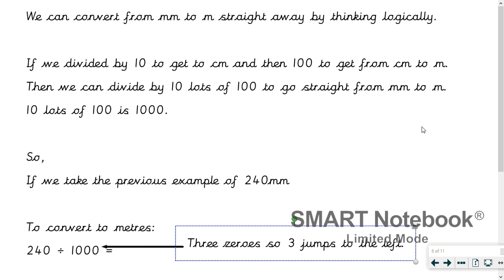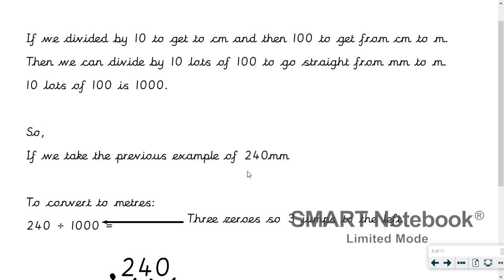Now we can convert from millimetres to metres straight away. I know we said we were doing centimetres to metres, but why not talk about millimetres? And the way we do that is exactly the same. We just need to divide by a bigger number. Now to get from centimetres to metres, we divide it by 100. But there are 10 millimetres in every centimetre. So we could divide by 10 and then divide by 100. So we can divide by 10 lots of 100 to go straight from millimetres to metres. And 10 lots of 100, as we know, is 1,000. So to go straight from millimetres to metres, we divide by 1,000.